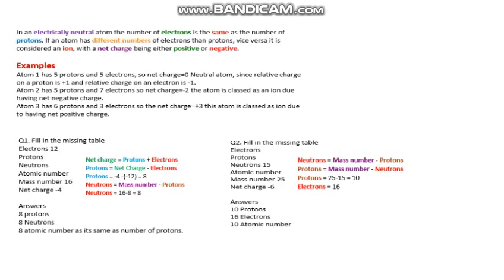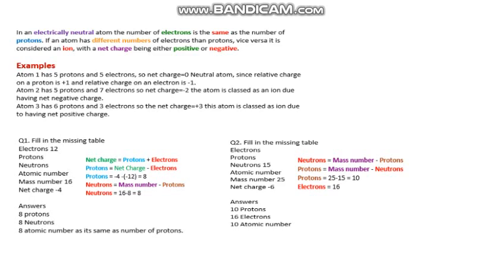Since a single proton has a +1 charge, there's 5 protons, that's a +5 charge. And since the charge on an electron is -1 and there's 5 electrons, that's -5. Combining those two charges, +5 minus 5 would equal 0. Now, atom number 2 has 5 protons and 7 electrons, so the net charge is -2. Therefore, this atom is classed as an ion due to having a net negative charge. Atom number 3 has 6 protons and 3 electrons, so the net charge is going to equal a +3 charge. This atom is also an ion due to having a net positive charge.